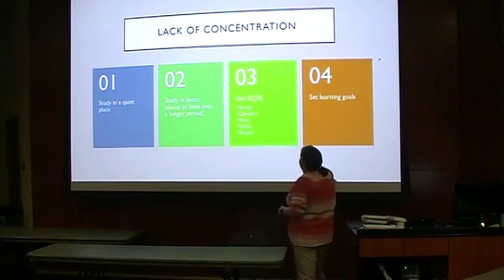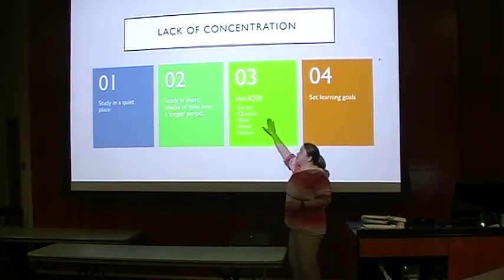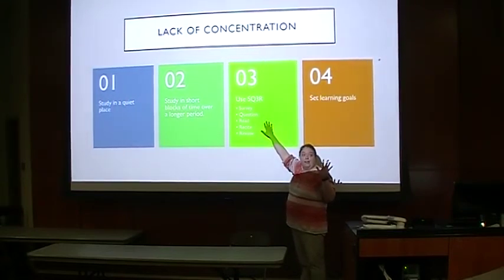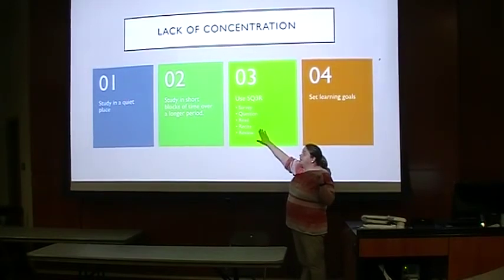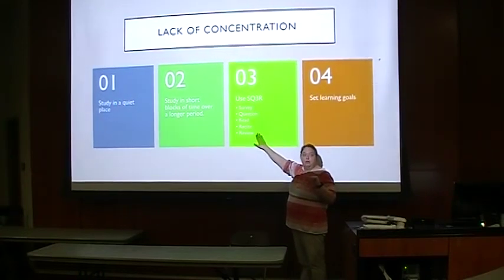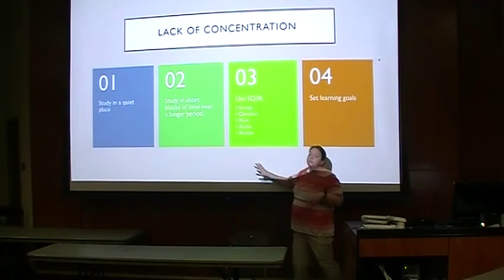You want to use the SQ3R, which is to survey. This is what we were talking about. Survey what you're going to read. Come up with your 5 questions about what that chapter you're going to target to answer. Read it, recite it in your own words, and then review. So this is going to be the best way that you can approach reading your chapters.